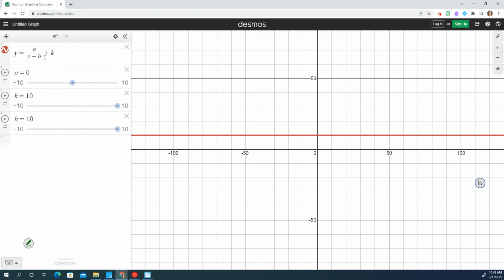What if a is 0? This drops out. I'm just left with the horizontal line, y equals k, whatever k is.